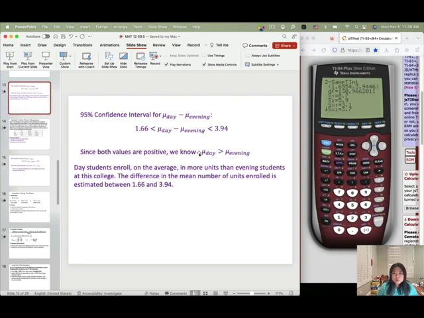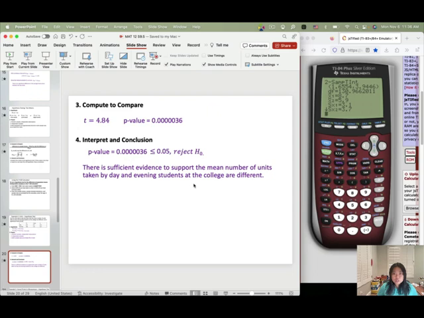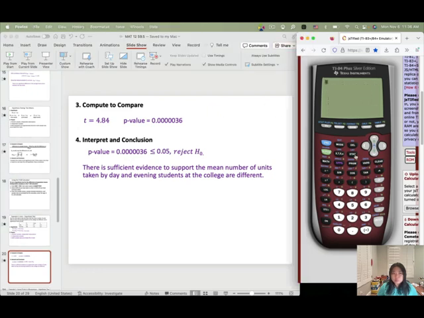Like here, the mean number of units enrolled by the day students is greater than the evening students. Okay, so it matches with the confidence interval as well. Now let me show you guys how to use the calculator.